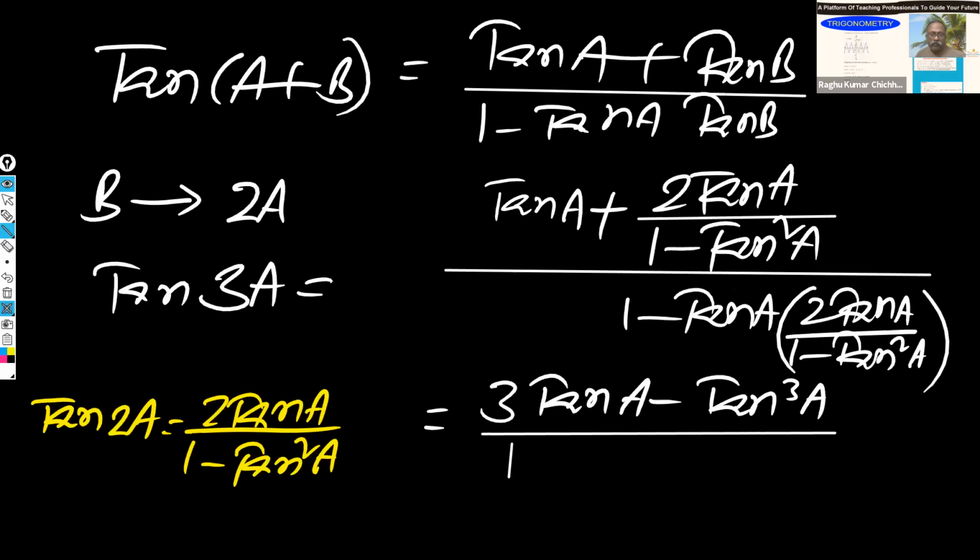So, we have seen sine 3a, cos 3a, and tan 3a. All the formulas we have finished. Similarly, you can even have the formula for cot 3a also by using the cot of a plus b formula.